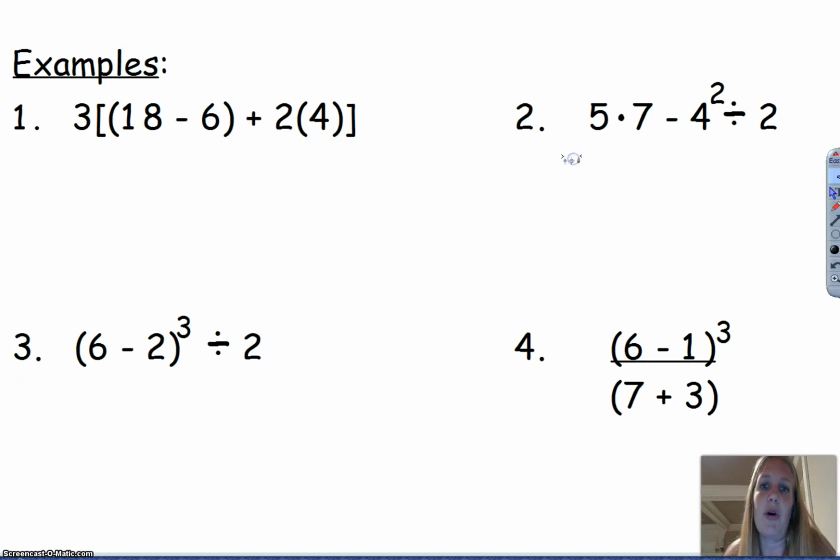And I'm going to leave them. We'll go over them in class. All right, so example number 1. I see 2 brackets here. And so we're going to look inside there first.